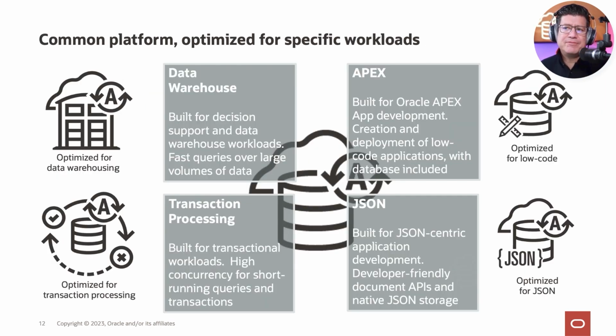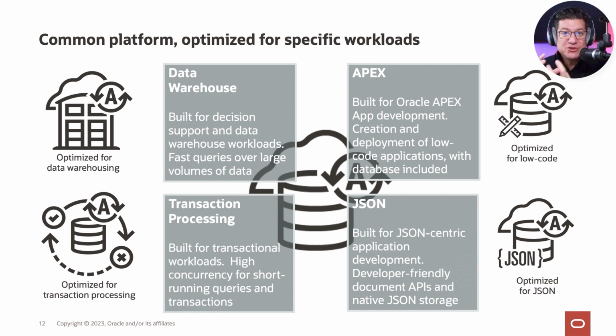So we actually created four different optimized platforms for different workloads. So we have a data warehouse. There's an autonomous data warehouse that's built for decision support and data warehousing workloads. So there are optimizations there. At the core is the autonomous database, but it's optimized for data warehousing, okay?